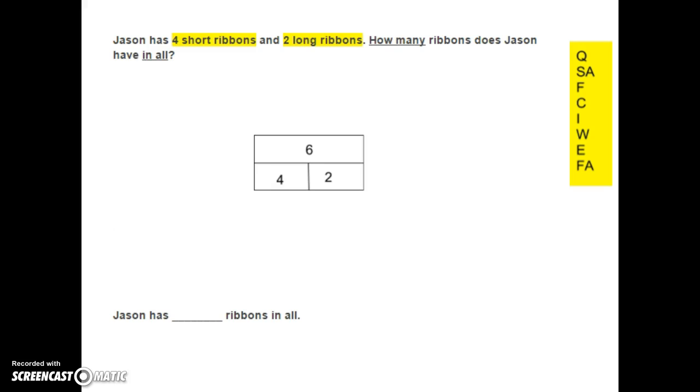In my part-whole model, I've decided that if part is 4 and the other part is 2, the whole must be 6. So I've used my illustration to show part of my work, and to be sure I'm showing all of my thinking, I'm going to include an addition number sentence that shows this thinking as well. 4 plus 2 equals 6.